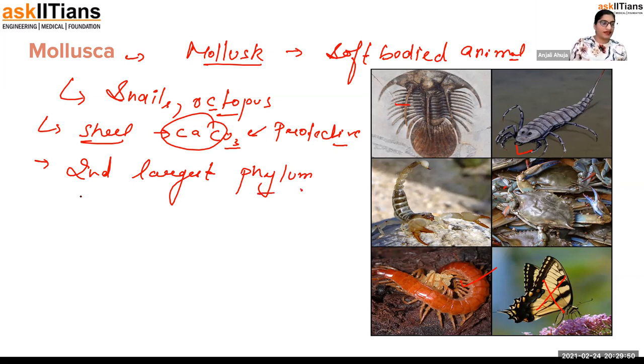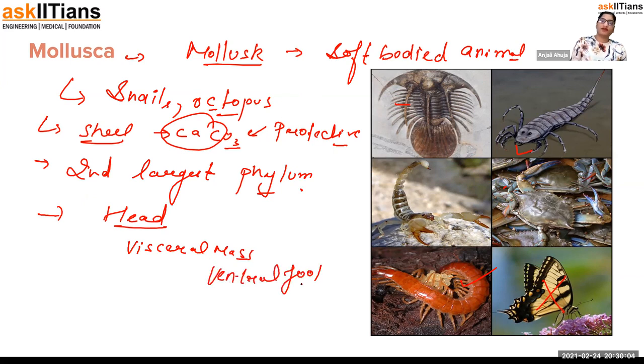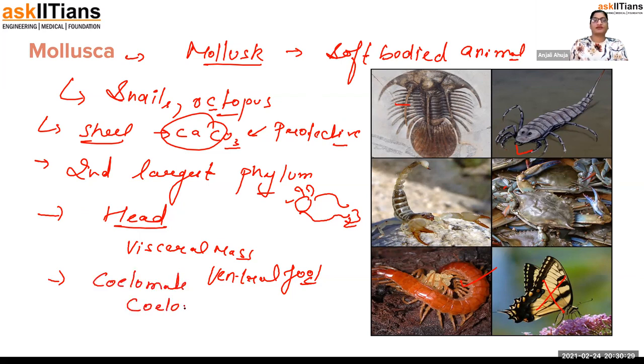They are terrestrial and marine, and their body is soft. Their body is basically divided into head, visceral mass, and ventral foot. If you remember the snail, the head is there, and then the soft body, and then the end part. The visceral mass is the body mass, and the ventral foot is the foot region. With the help of it, it moves, and that's the head region. These are the basic body design. They are true coelomates with triploblastic organization, and they have a complete digestive system.